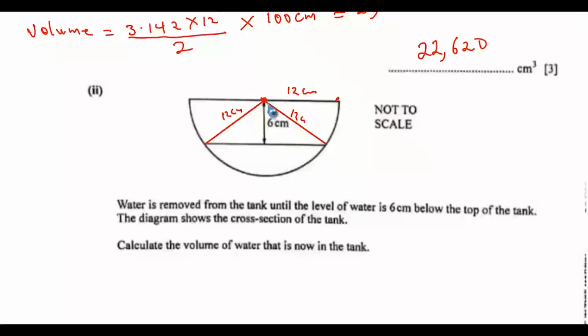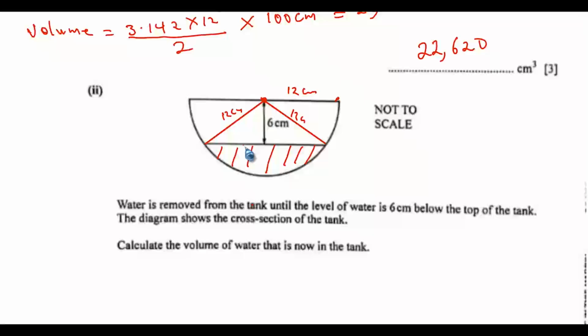Okay, so from the center of the circle. Now what we want to do is that this particular shaded region is the new cross section. So we need to get the area of this cross section and multiply by the length. That will give us the new volume of water.